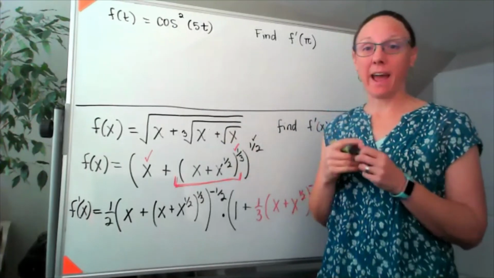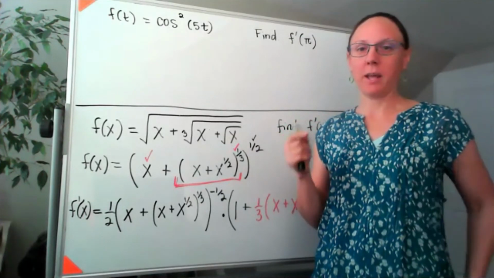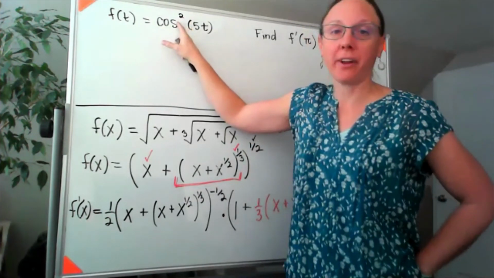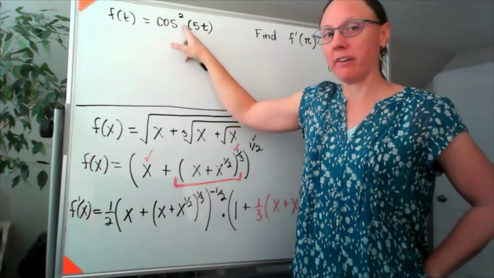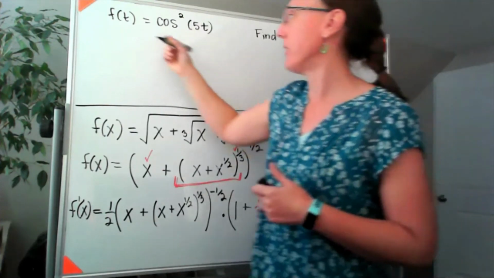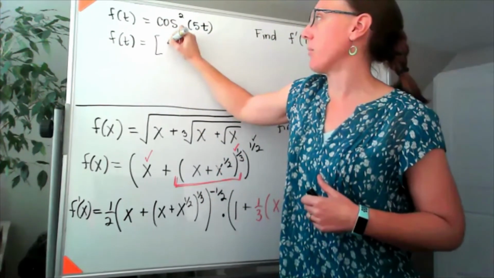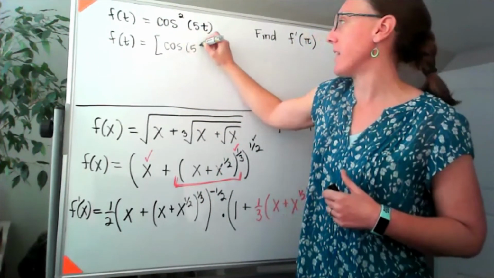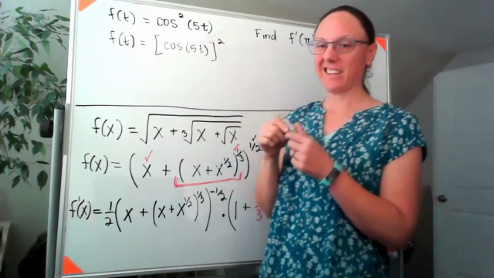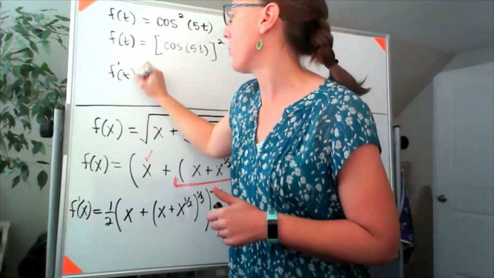Here, I do have a chain rule inside of a chain rule, right? But this is a little bit more straightforward and also one that's easier to miss. Anytime I have a number here, like right after the trig function, I'm always going to choose to rewrite that before I take a derivative. Because this is the same as cosine of 5t, whole thing squared. And it's that whole thing squared part that is going to help me out with this derivative.